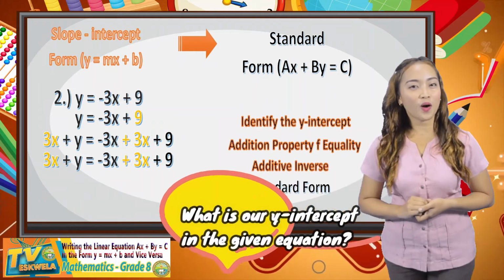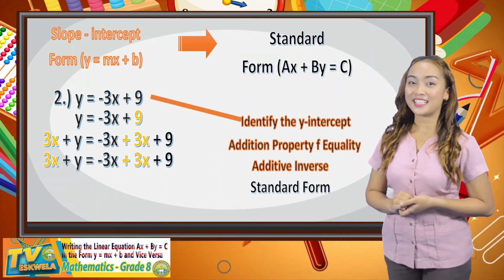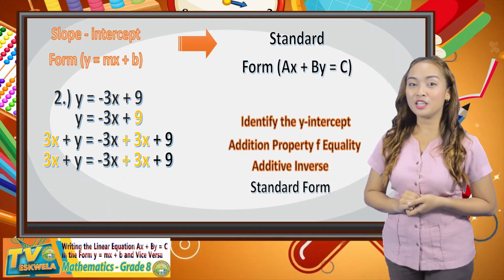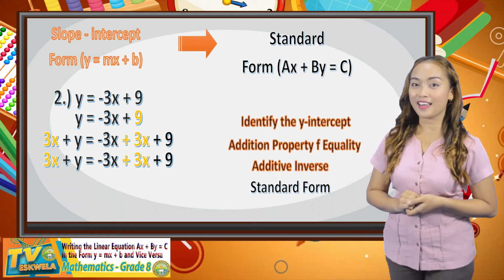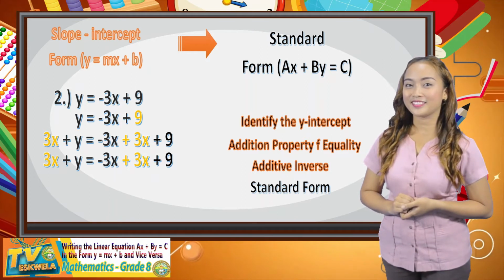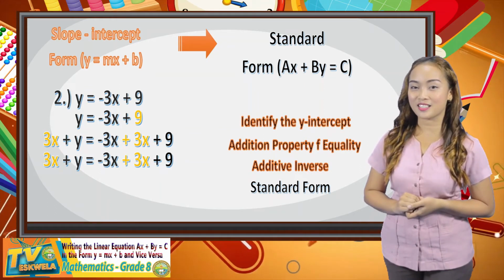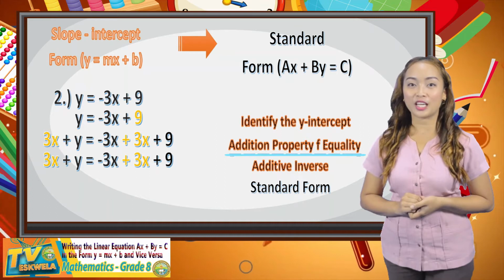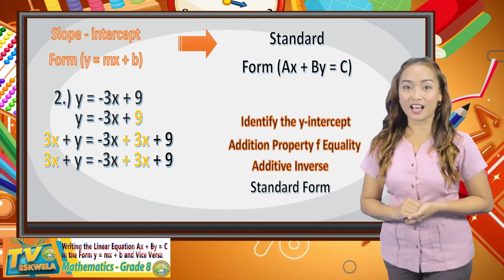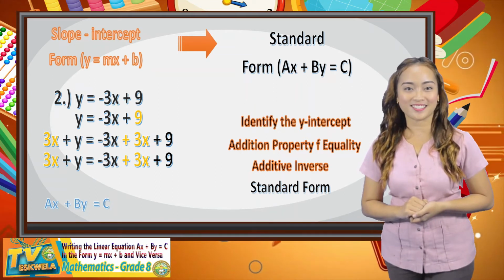What is our y-intercept in the given equation? Very good. It's the constant number 9. So, let's eliminate negative 3x on the right side to isolate 9. Let's add positive 3x on both sides by addition property of equality. We can put 3x before y on the left side so we can directly observe the ax plus by format.